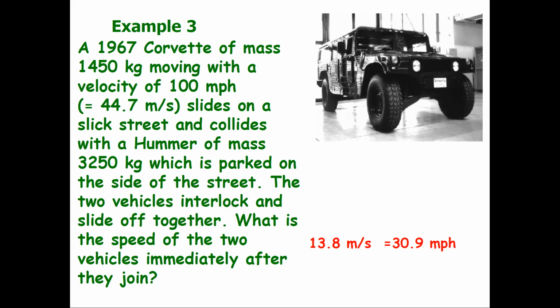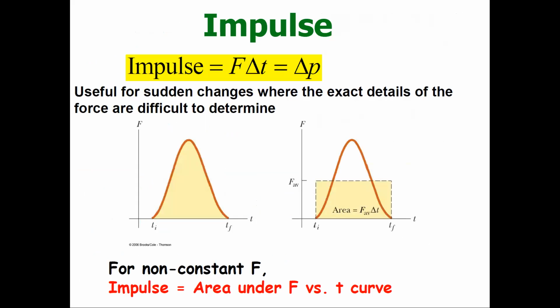You have V1, which is 44.7 meters per second. You've just been asked to find V2. Straight away make V2 the subject of the formula, and you realize that you have 13.8 meters per second. Let's look at the next.